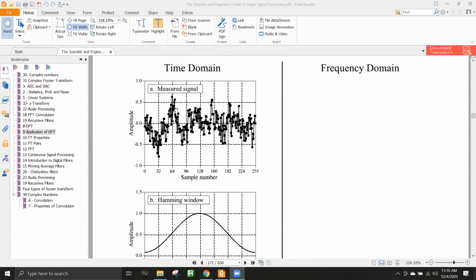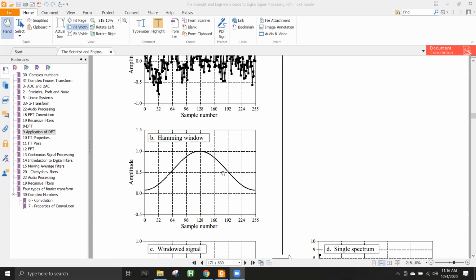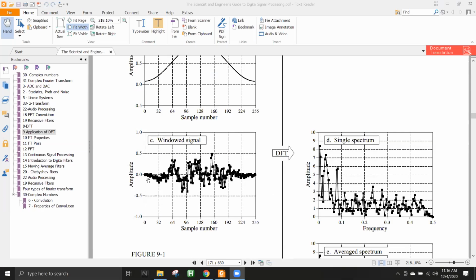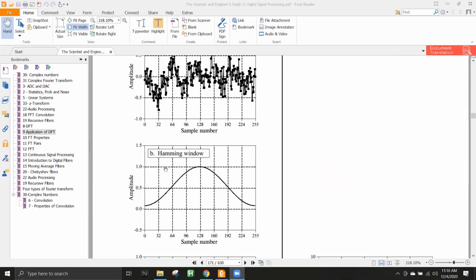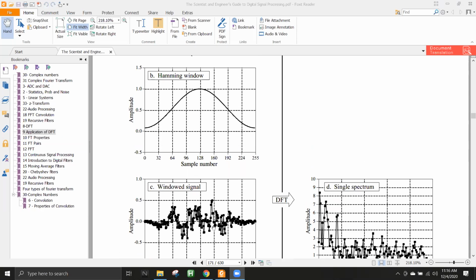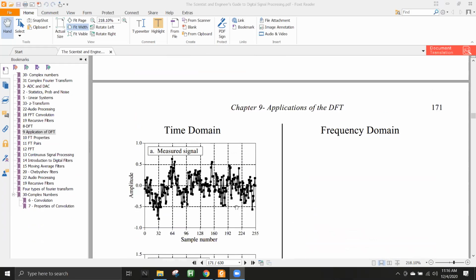Also, you can just see the result. If this time domain signal is multiplied with a Hamming window, this is the result. You can see that these two amplitudes are minimized, and the main signals in the middle are more easily visible.